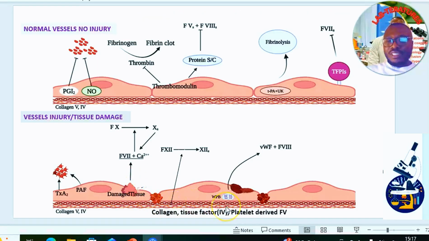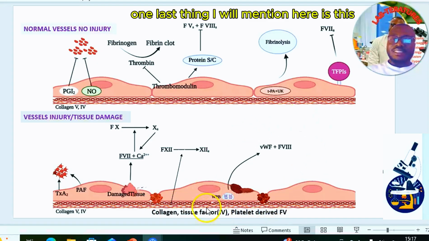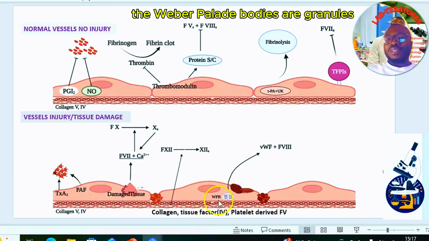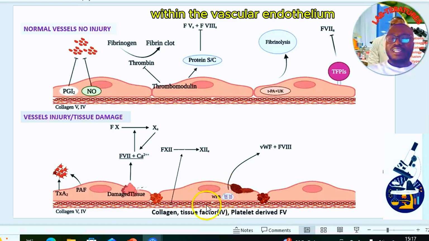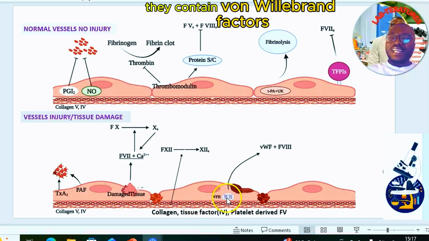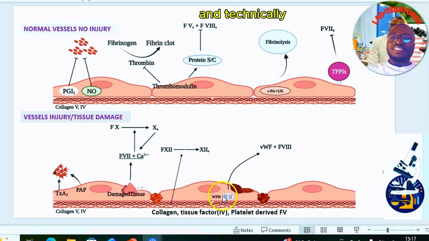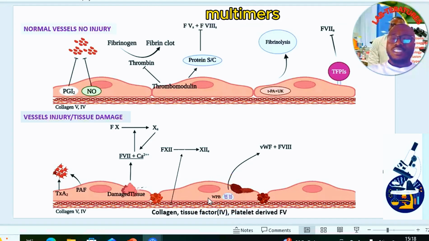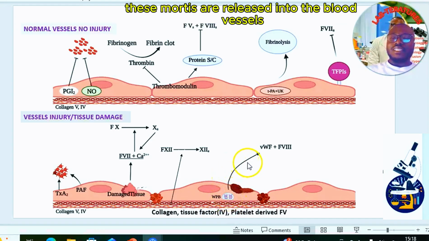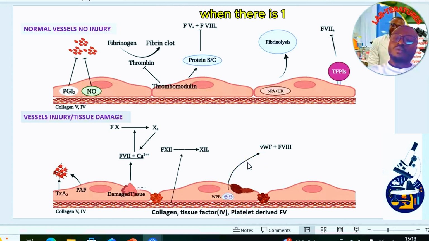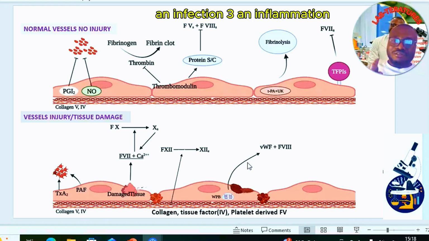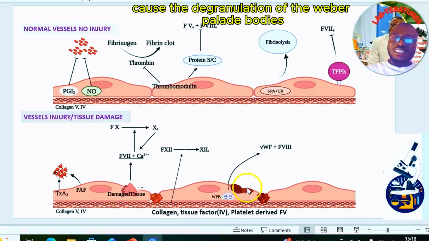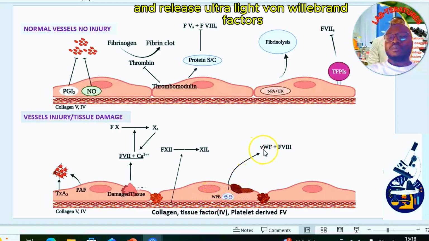One last thing I will mention here is these Weibel-Palade bodies. The Weibel-Palade bodies are granules within the vascular endothelium. They contain von Willebrand factors, and technically they contain the ultra-large von Willebrand factor multimers. These multimers are released into the blood vessels when there is 1. an injury, 2. an infection, 3. an inflammation. So the 3 I's cause the degranulation of the Weibel-Palade bodies, which are granules, and release ultra-large von Willebrand factors.